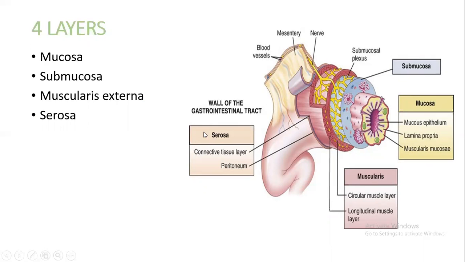Then you have serosa or adventitia. In some parts you see serosa, which consists of a connective tissue layer covered by peritoneum, and in some parts there is adventitia. There is lack of peritoneum, only a connective tissue layer. Considering the small intestine, the first part of the duodenum is covered by serosa. It is known as the duodenal cap, while the rest of the duodenum is covered by adventitia, while jejunum and ileum are covered by serosa.